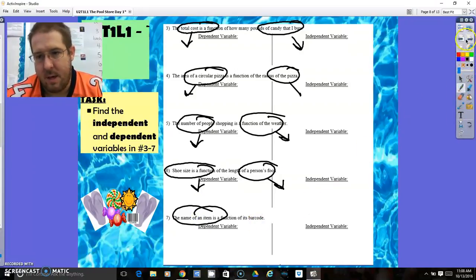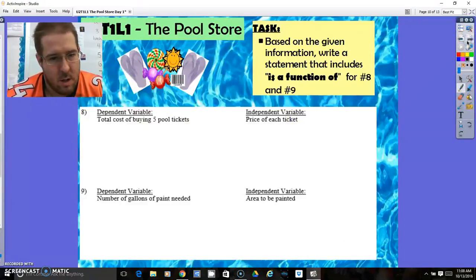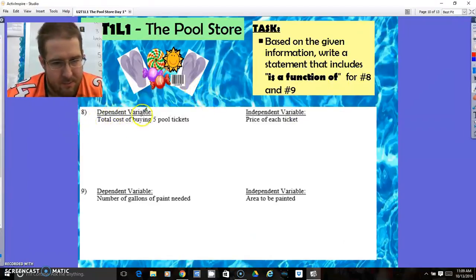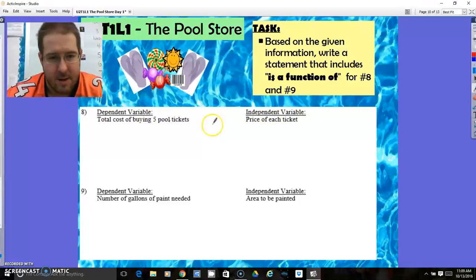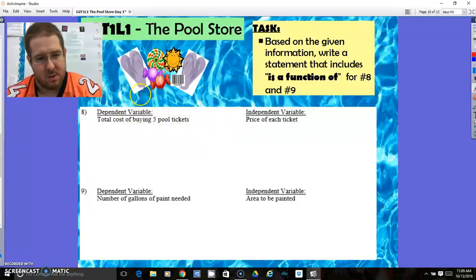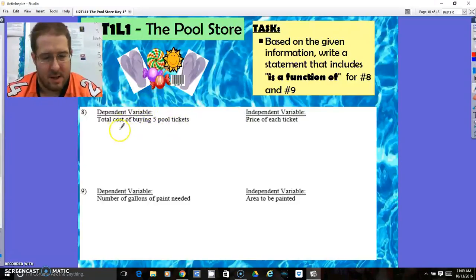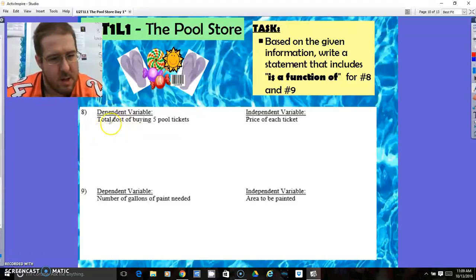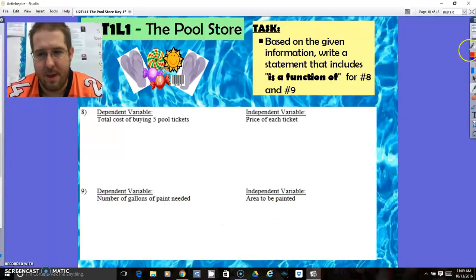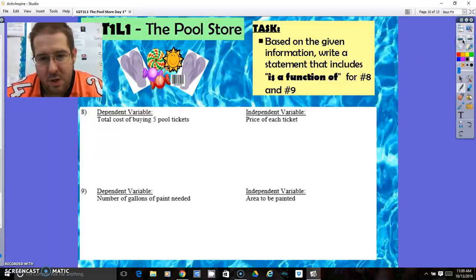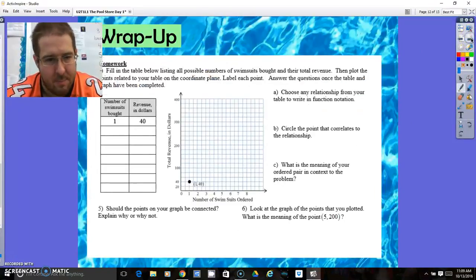All right, so then getting to the homework. Nope, here we go, we have something else before that. So dependent variables. We got total cost of buying 5 pool tickets is the dependent, and the price of each ticket is the independent. Now we're given the two variables, and we're asked to write a functional statement. Well, as I just mentioned a second ago, a functional statement always has the dependent variable going first. So this would be: the total cost of buying 5 pool tickets is a function of the price of each ticket. This question is going to be: the number of gallons of paint needed is a function of the area to be painted. Because "is a function of" is the same thing as "is dependent upon."